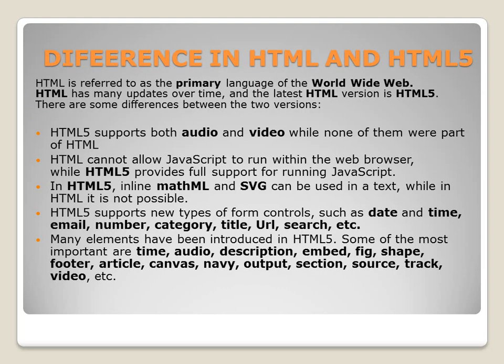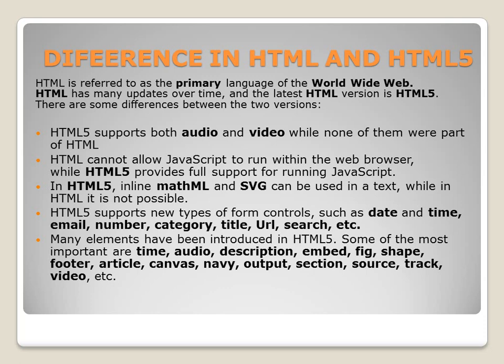Difference in HTML and HTML5. HTML is referred to as the primary language of the World Wide Web. HTML has many updates over time, and the latest HTML version is HTML5. There are some differences between the two versions. HTML5 supports both audio and video, while none of them are part of HTML. HTML cannot allow JavaScript to run within the web browser, while HTML5 provides full support for running JavaScript.